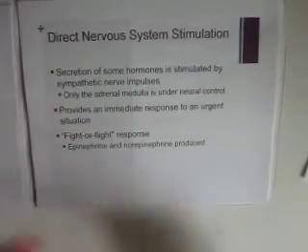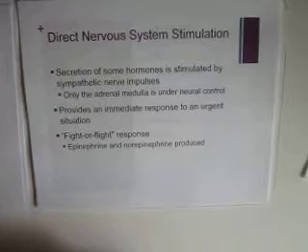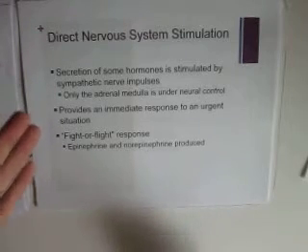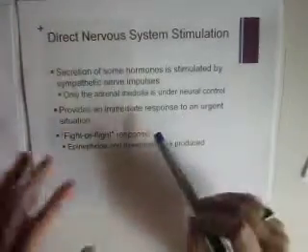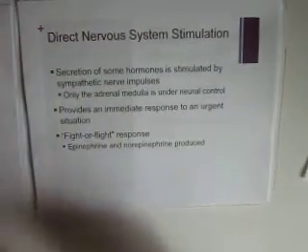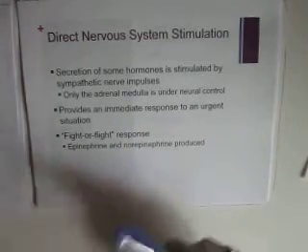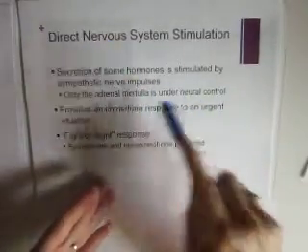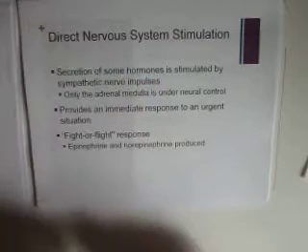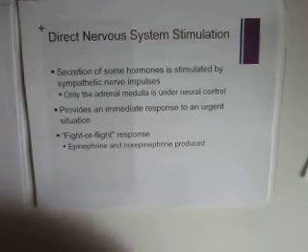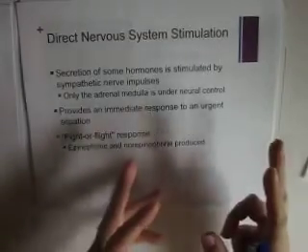A direct example would be the fight or flight response. These are secretions of hormones that are stimulated by the sympathetic nerve impulse. There's a nerve that goes all the way down to that adrenal gland next to the kidney, right? And it is under what we call neural control, which means nervous control. It sends a signal down from the brain to that spot, and it says release epinephrine and norepinephrine, and that's released in the bloodstream.